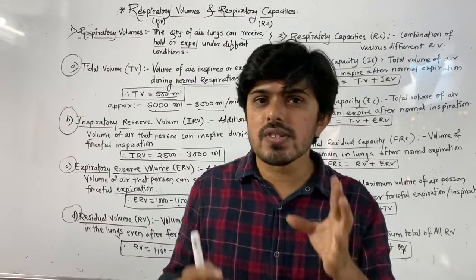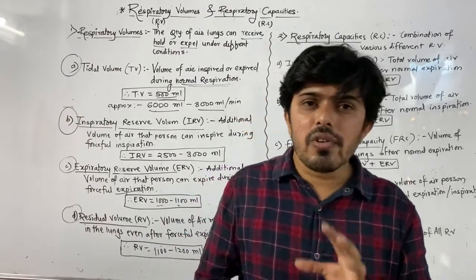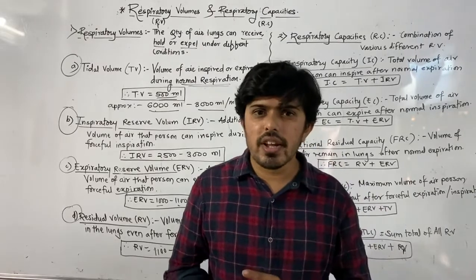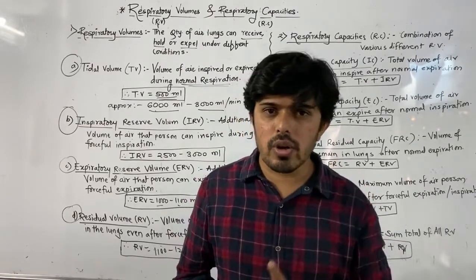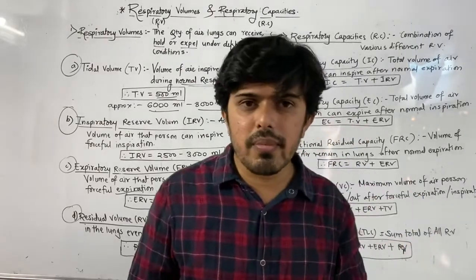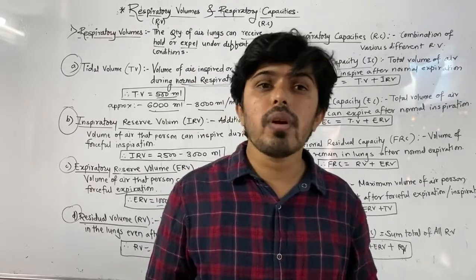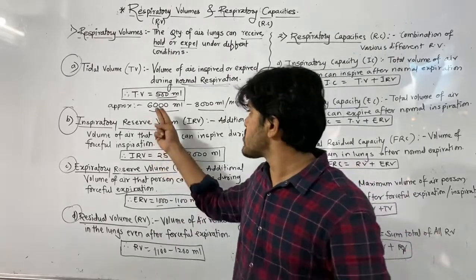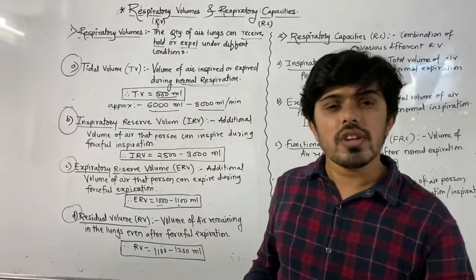Remember these three words. These three quantities represent different respiratory volumes. First one we studied, tidal volume. It is related to normal breathing. Normal value is 500 ml per breath. If you count per minute, you have to multiply it by 12 to 16. The answer comes to 6000 to 8000 ml.